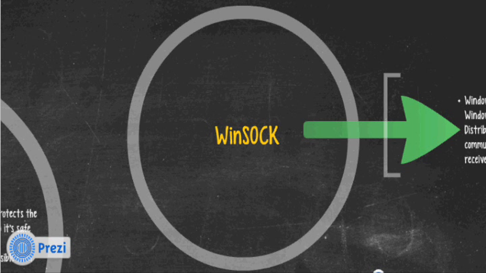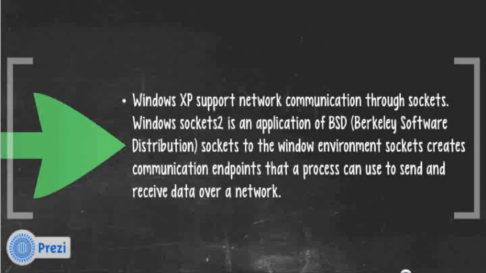We are now in WinSock. Windows XP supports network communication through sockets. Windows Sockets 2 is an adaptation of BSD, Berkeley Software Distribution, sockets to the Windows environment. Sockets creates communication endpoints that a process can use to send and receive data over a network.